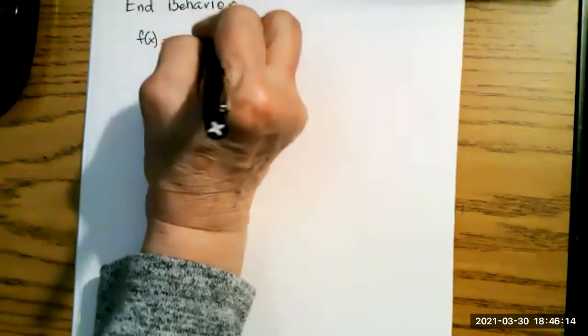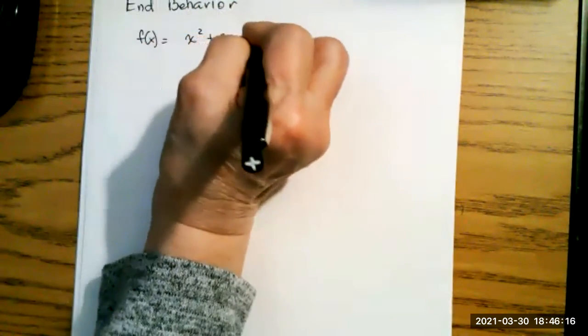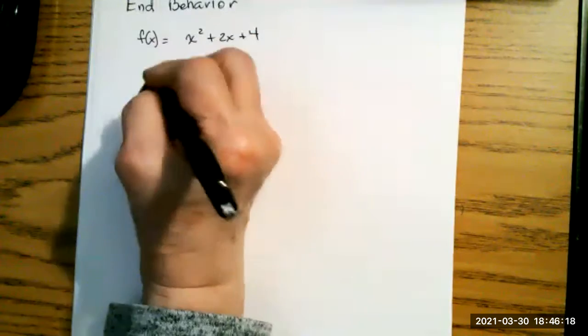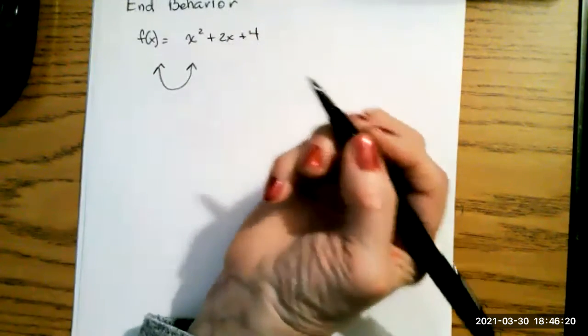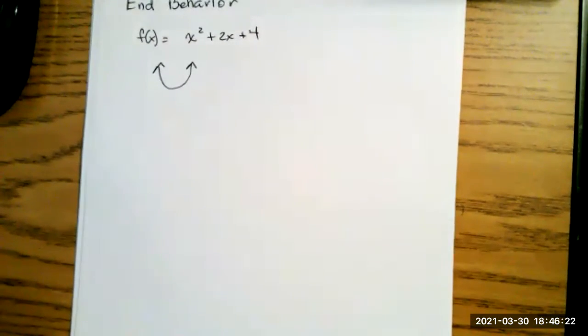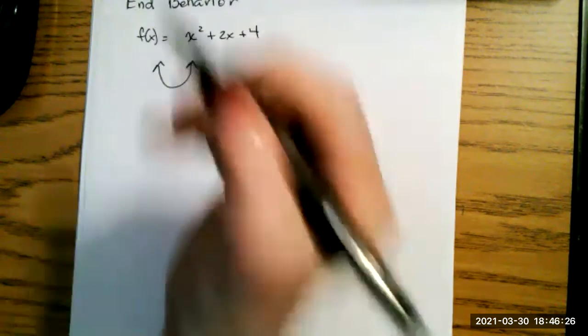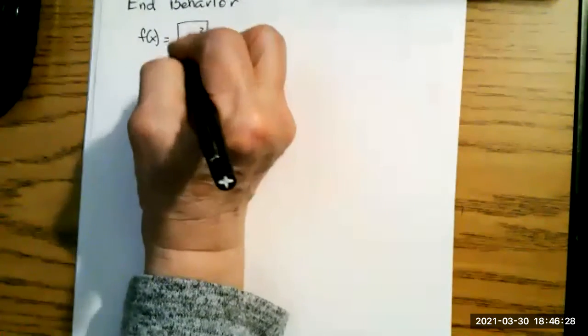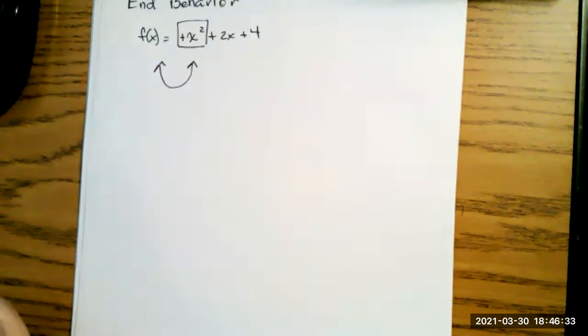Okay, we already know that if we have f of x equals x squared plus 2x plus 4, that thing is going to be a parabola and it's going to smile. How did we know that? It's x squared, and we looked at the leading term. Because this was positive, it made it smile. Do you remember that?